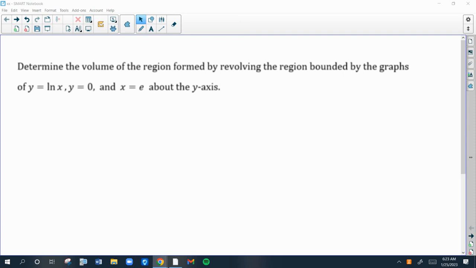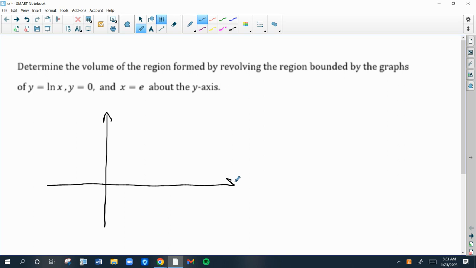Here is a volume question that is going to involve integration by parts, possibly. So let's get to it. The question says we're determining a volume of revolution, and we're going to revolve this region. So we have the graph of y equals ln of x. Ln of x looks like this.